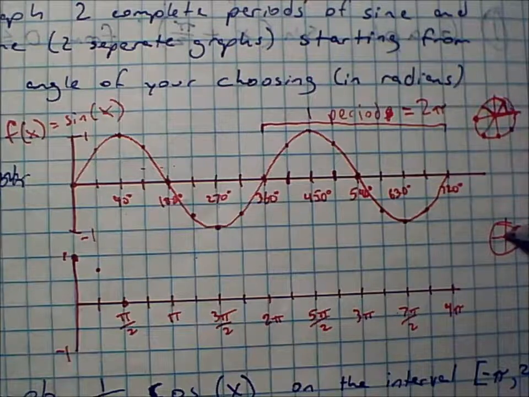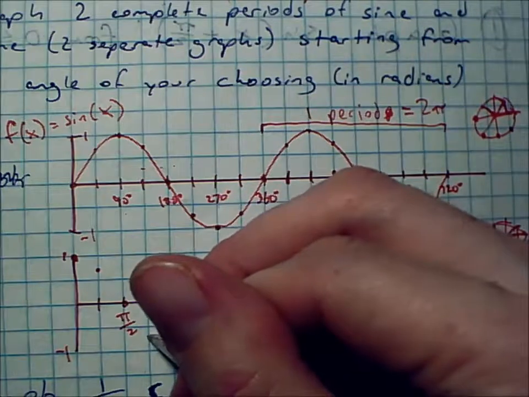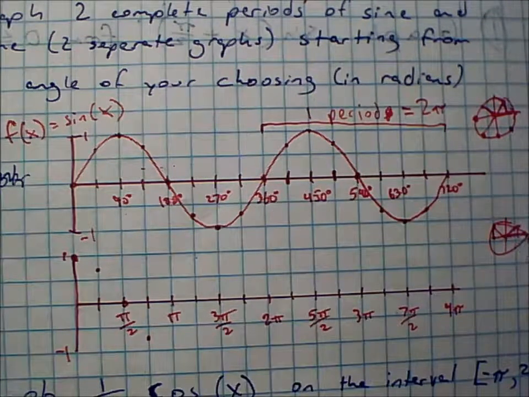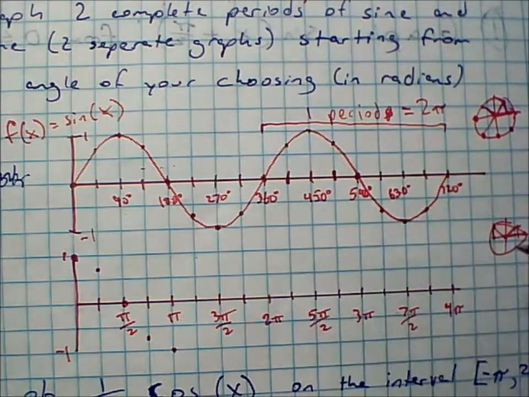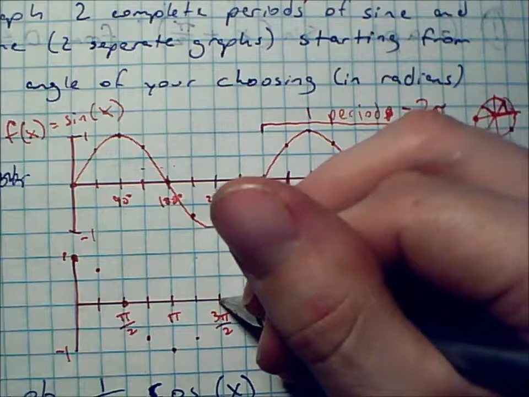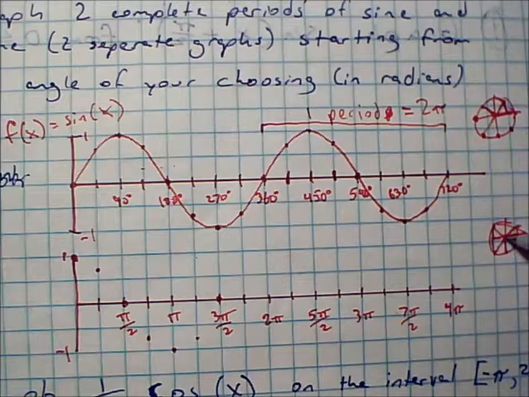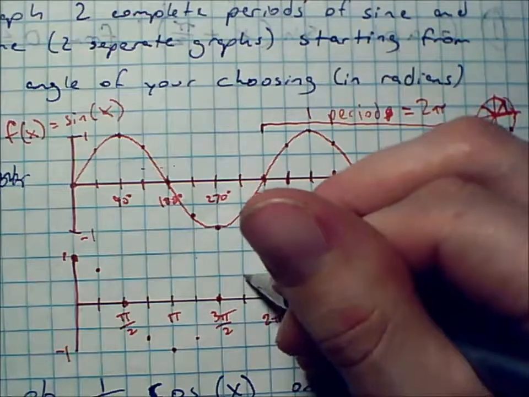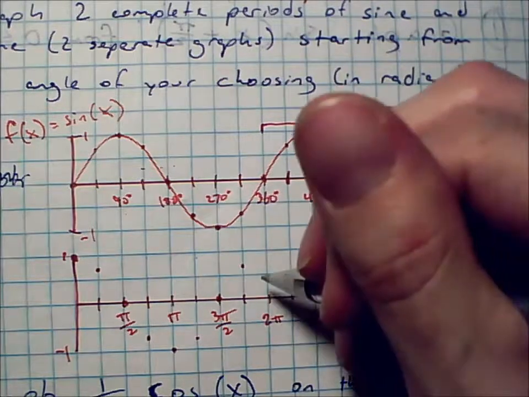3 pi over 4. Right there, the x value is negative square root of 2 over 2. At pi, the x value is negative 1. At 5 pi over 4, the x value is negative square root of 2 over 2. At 3 pi over 2, the x value is 0. At 7 pi over 4, the x value is positive square root of 2 over 2. At 8 pi over 4, which would be 2 pi, the x value is 1.